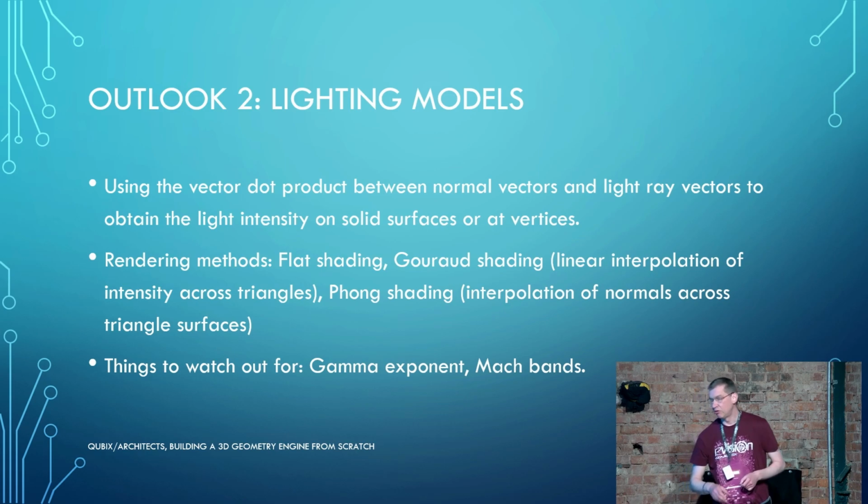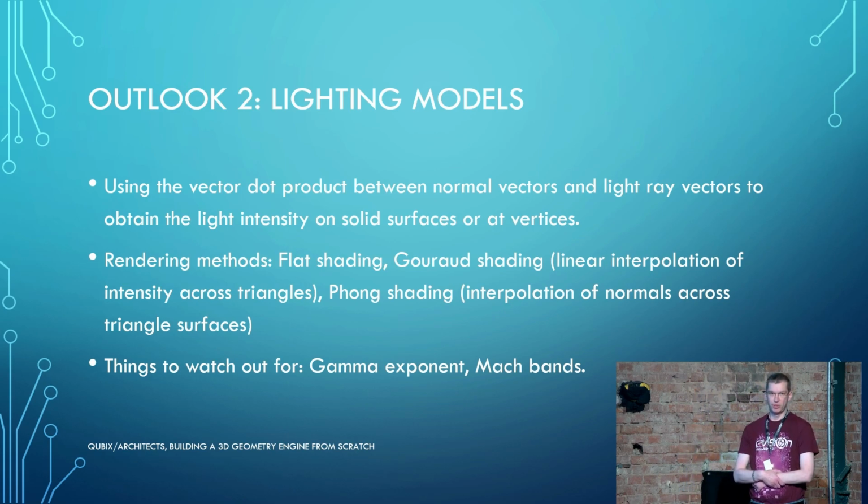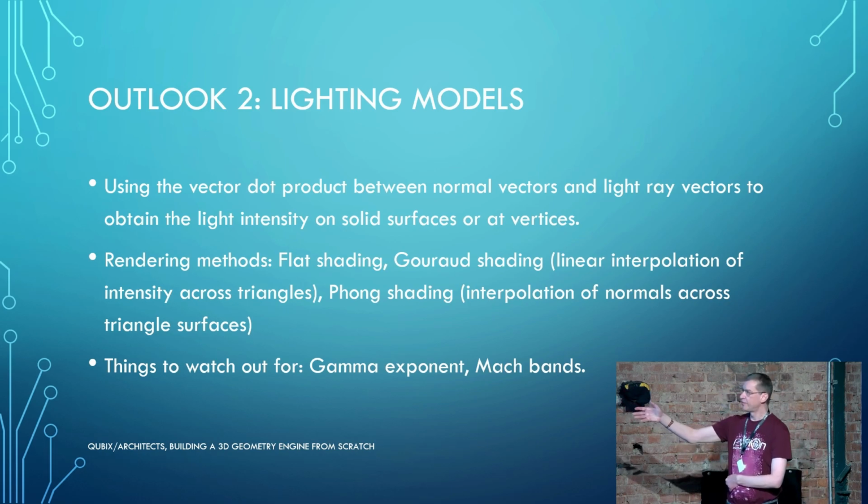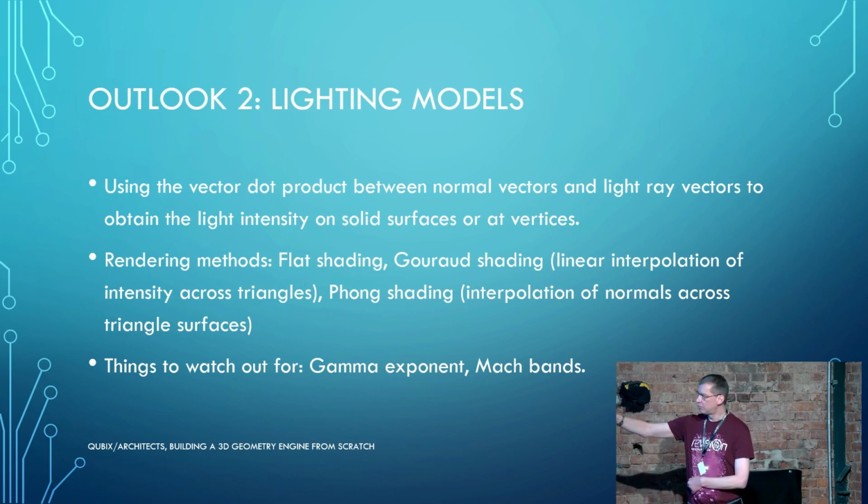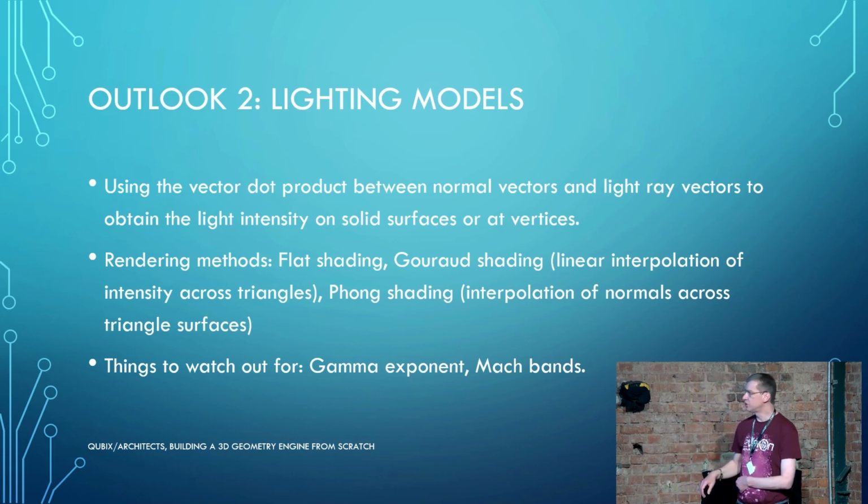However, you have to watch out that you get the gamma exponent right, and you will also see it's quite easy to produce Mach bands. You even see them on screen here, those parts where you don't have an even intensity distribution, and which show up like bands.